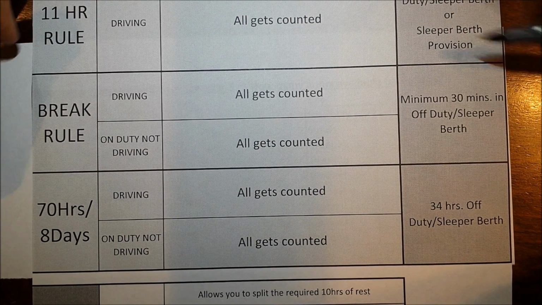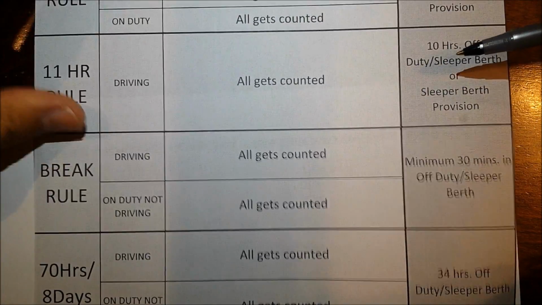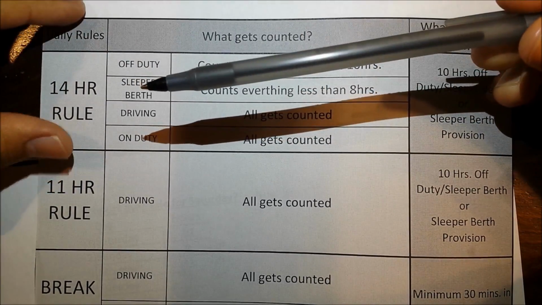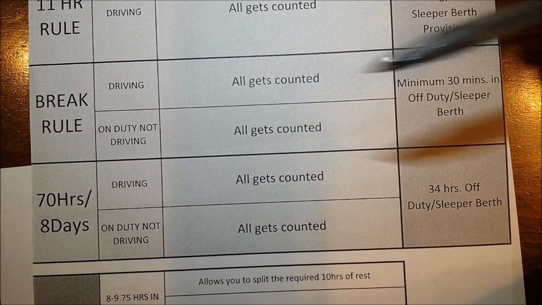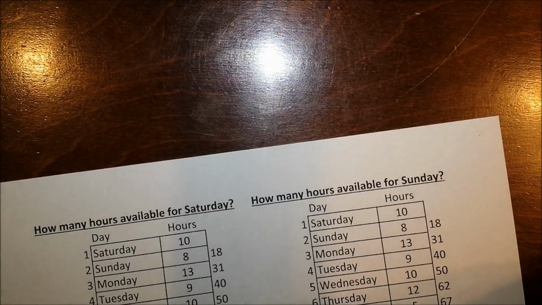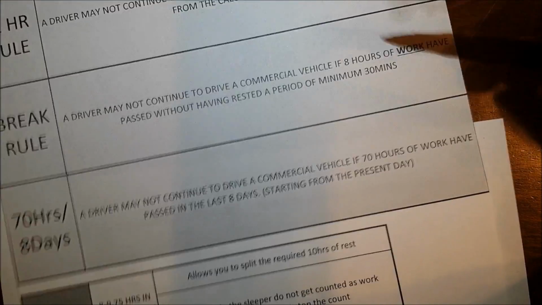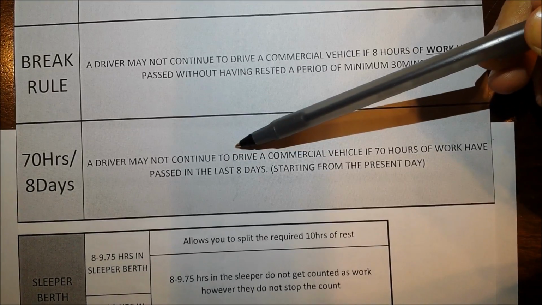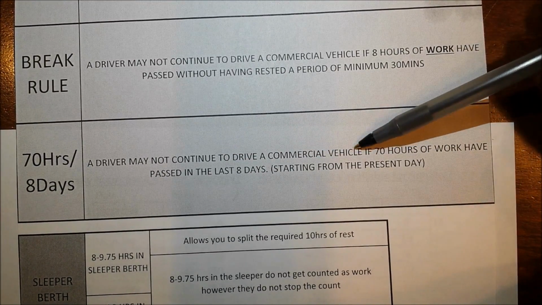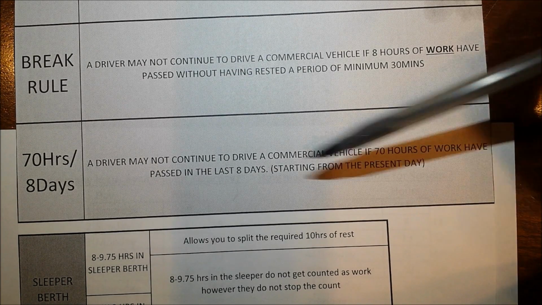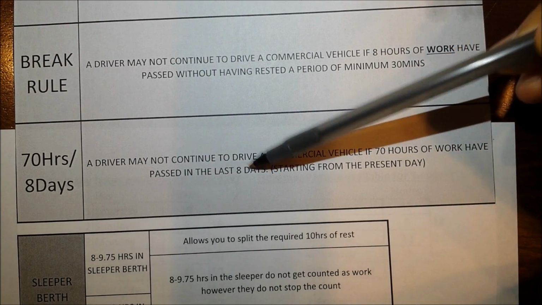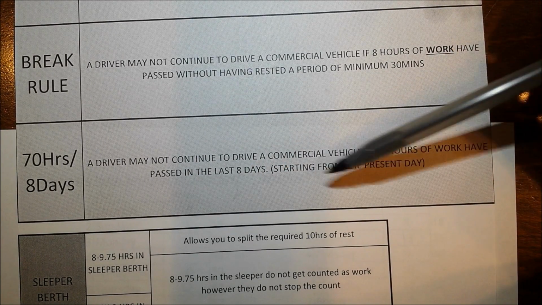The 70-hour 8-day rule is much like the 14-hour rule. The 70-hour 8-day rule states that a driver may not continue to drive a commercial motor vehicle if 70 hours of work have passed in the last 8 days, starting from the present day.